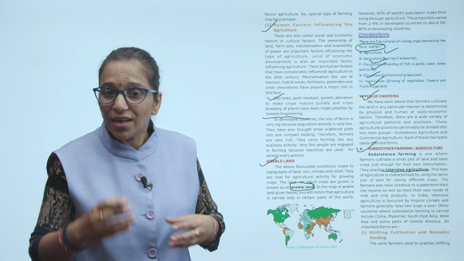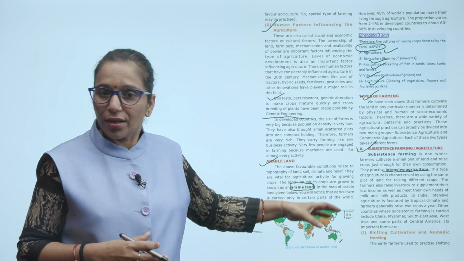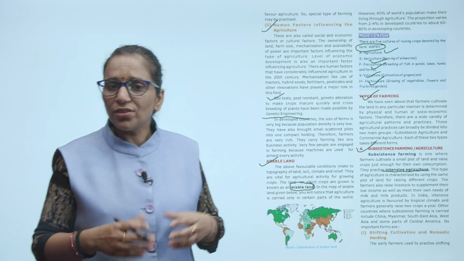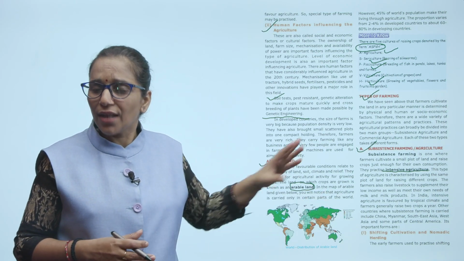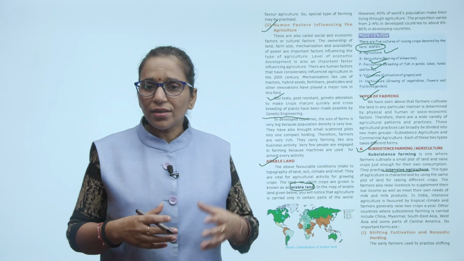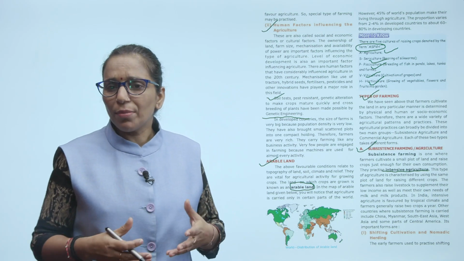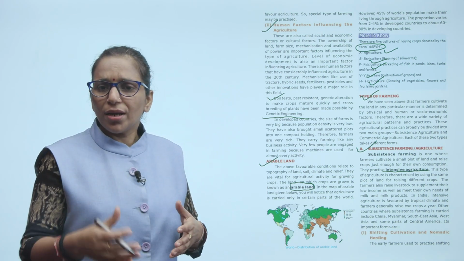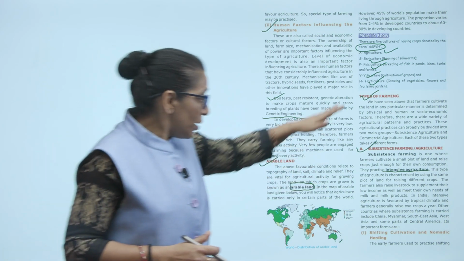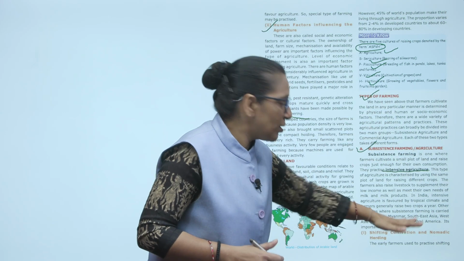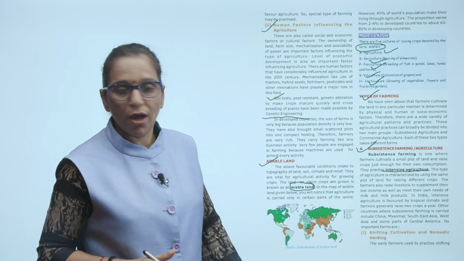Moreover, they raise livestock to supplement their low income. In India, intensive agriculture is favored by the tropical climate. Farmers generally raise 2 crops a year on that particular land. Other countries where subsistence farming is carried out are China, Myanmar, Southeast Asia, West Asia, etc. Now, we are going to discuss one characteristic of subsistence farming.